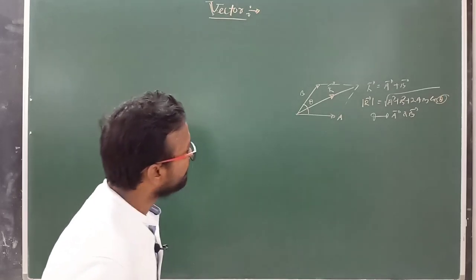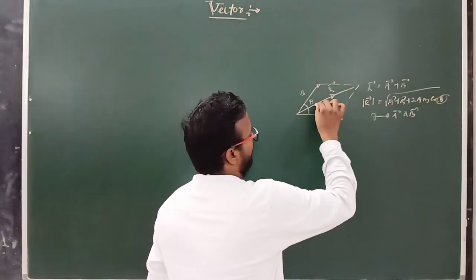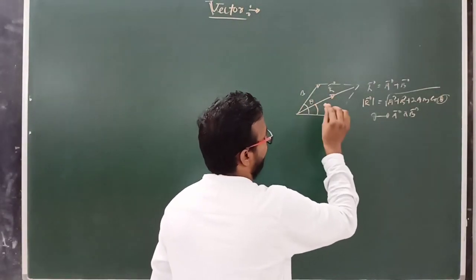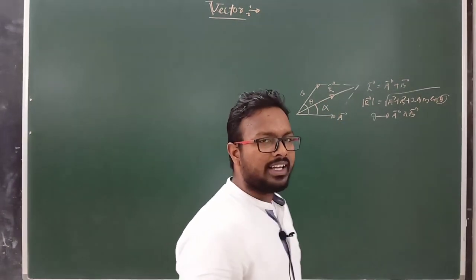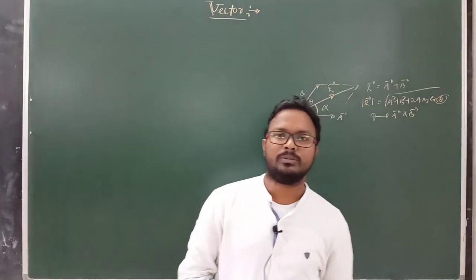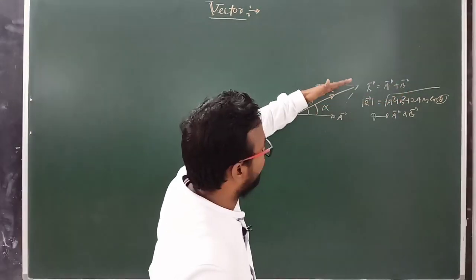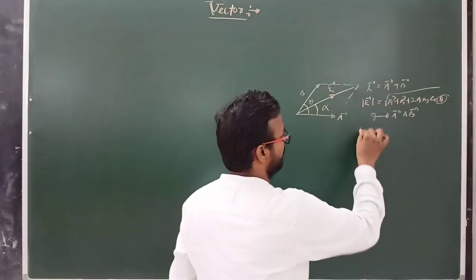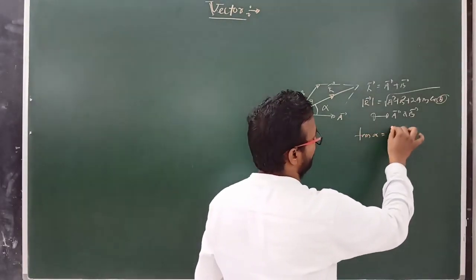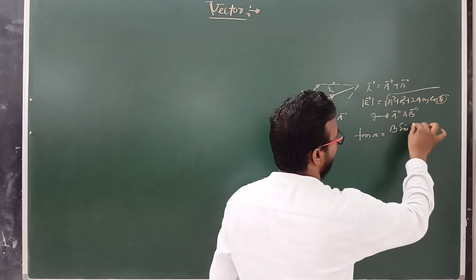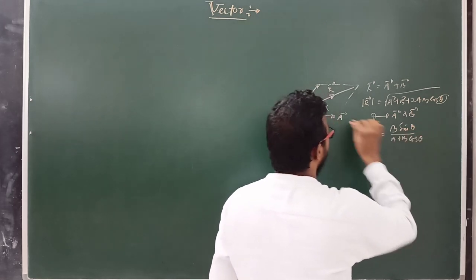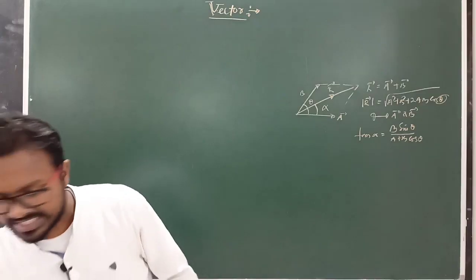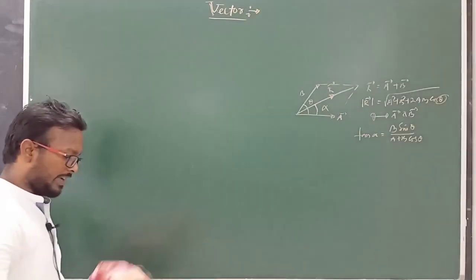Clear? Okay. Now we already found the direction of the resultant vector from vector A. So this angle is alpha. What is alpha? Alpha shows the direction of the resultant vector from vector A. Clear? And we already discussed that tan alpha equals B sin theta divided by A plus B cos theta. This angle is known as alpha. Clear? And now the special cases of the parallelogram law of vector addition.